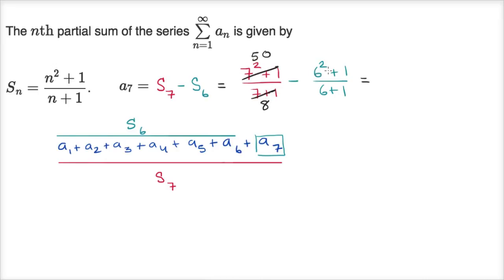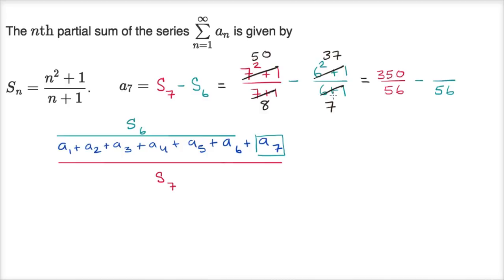And this is 6 squared plus 1. That is 36 plus 1, that's 37 over 7. So let's see, we want to find a common denominator between 8 and 7. That would be 56. So this is going to be something over 56 minus something else over 56. Now, to go from 8 to 56, I multiply by 7. So I need to multiply the numerator by 7 as well. 50 times 7 is 350.